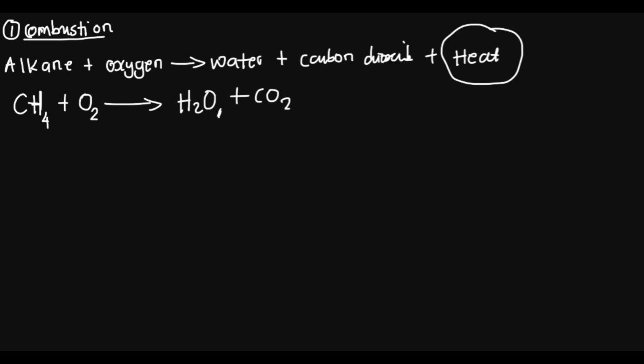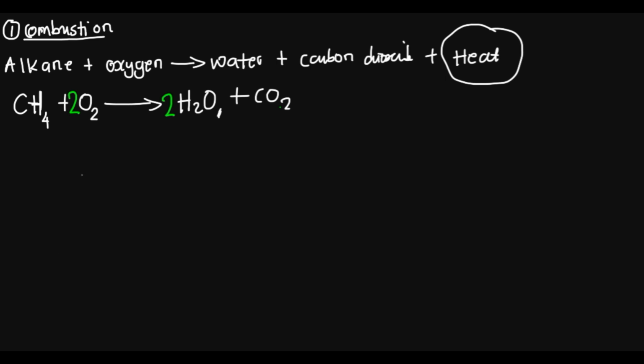So we need to look at the number that we can multiply by 2 to give us 4. So we need 2 in front of water. So now here we can see that we have 4 hydrogens, and also 2 oxygen plus these 2, 4. So we need a 2 in front. So this is our balanced chemical equation.